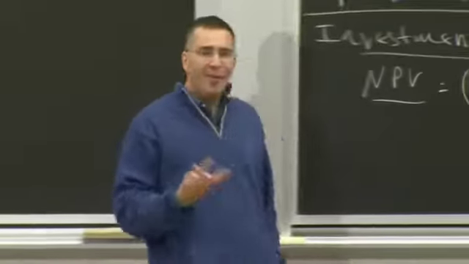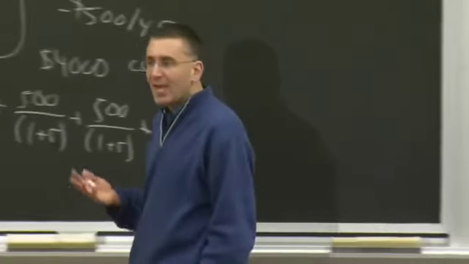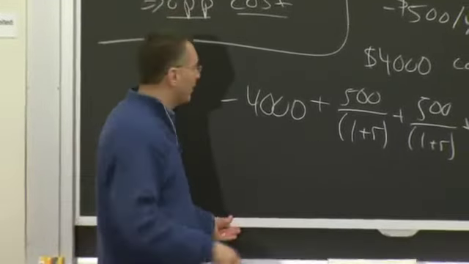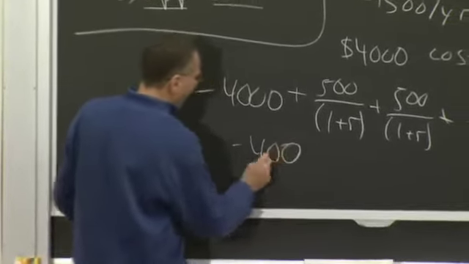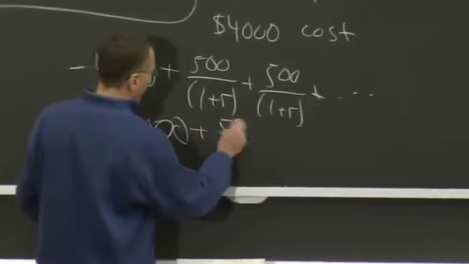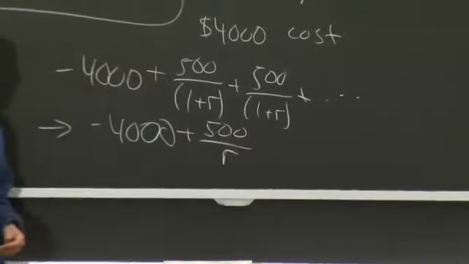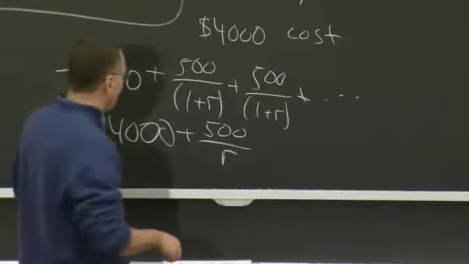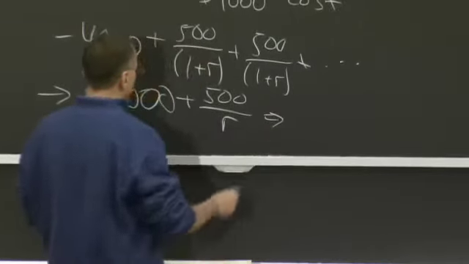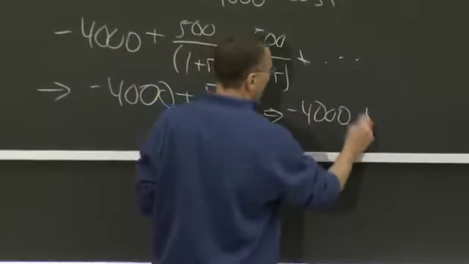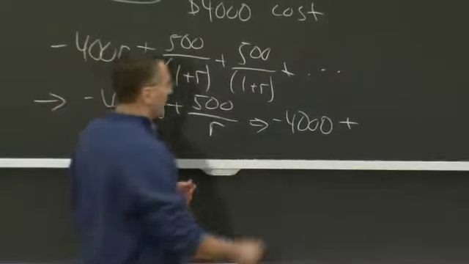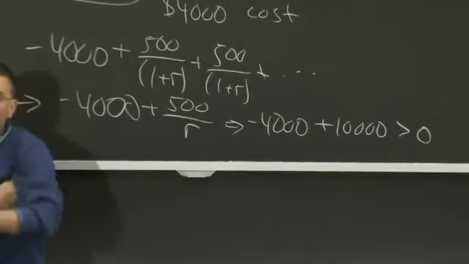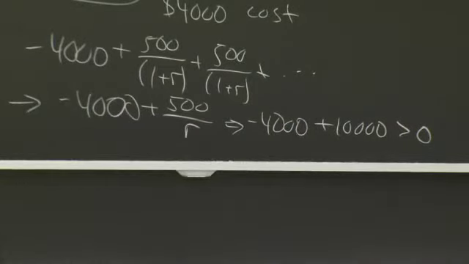But the other tricky thing is, how long will I have the house for? If I'm going to own the house forever, or for long enough that it's equivalent to forever, then I can just rewrite this as minus 4,000 plus 500 over R. If the interest rate is 5%, then that's minus 4,000 plus 500 over 5%, or plus 10,000, which is well above 0. So at a 5% interest rate, if I was going to own the house forever, this is a great investment.